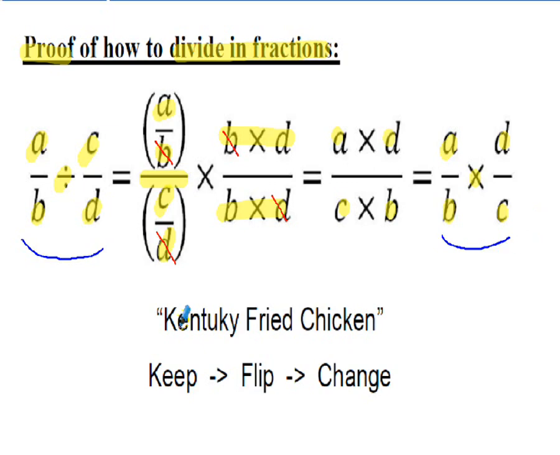Some students refer to this as the Kentucky Fried Chicken method. In other words, we keep the first fraction, we flip the second fraction, and we change the sign between them. If the KFC method helps you remember how to undertake division of fractions, then please apply it, but the proof is shown above.